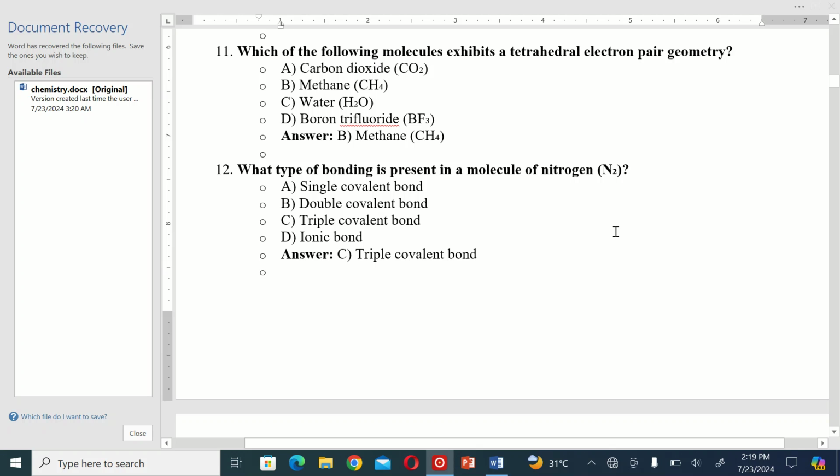Let's get started. So the first MCQ is which of the following molecule exhibits a tetrahedral electron pair geometry? A. Carbon dioxide. B. Methane. C. Water. D. Boron trifluoride. So the correct option is B. Methane.